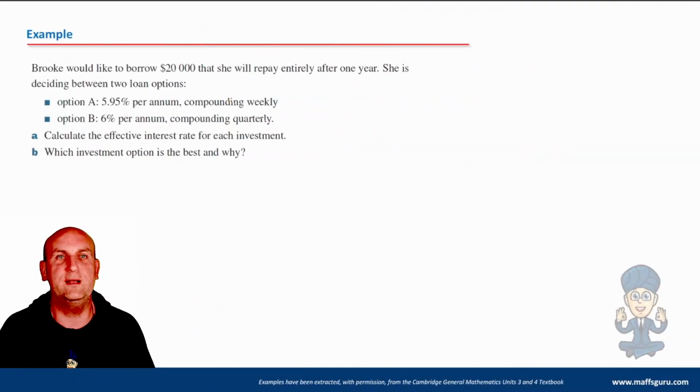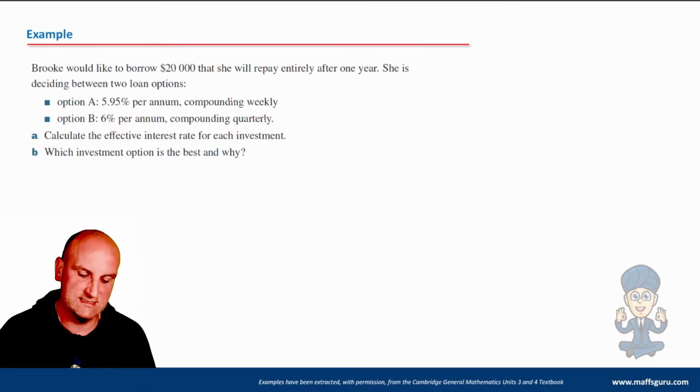Brooke would like to borrow $20,000 that she will repay entirely after 1 year. She is borrowing money. There is a trick to this question. She is deciding between two loan options. The first one is 5.95% per annum, compounding weekly. The next one is 6% per annum, compounding quarterly. Calculate the effective interest for each of those.